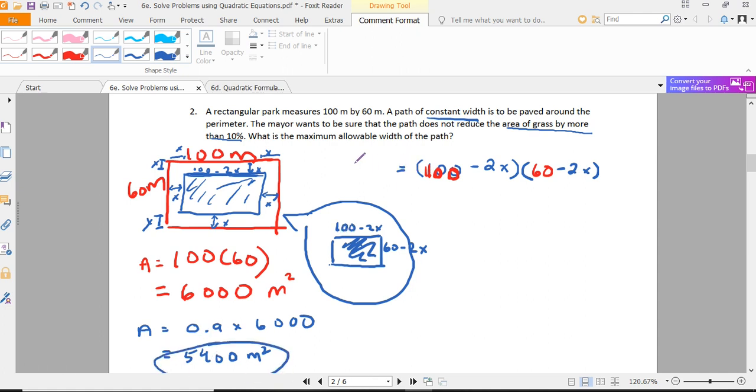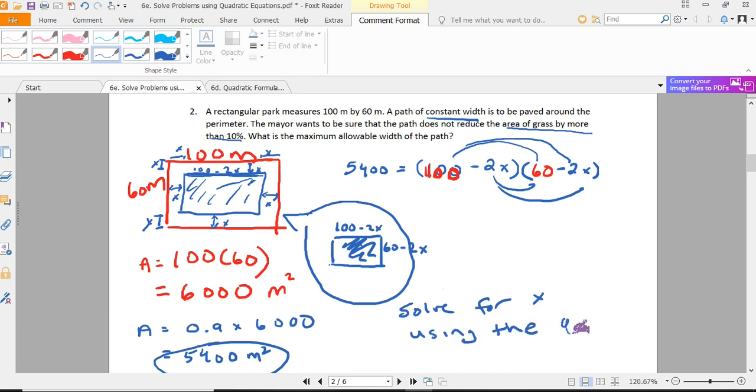5,400. So all this we need to equal to 5,400. Okay? And then from here, our job is to solve this. So to solve this, multiply that out, okay? And then move the 5,400 to the other side, and solve for x using the quadratic formula. Okay, I don't think you'll be able to factor this one.